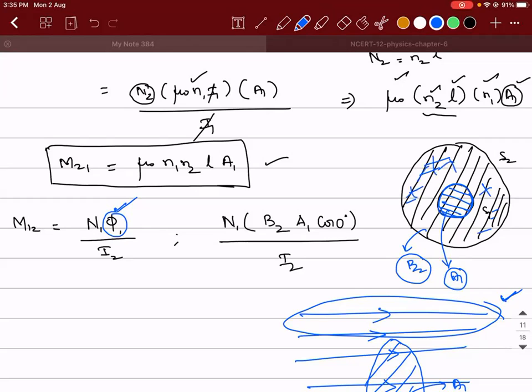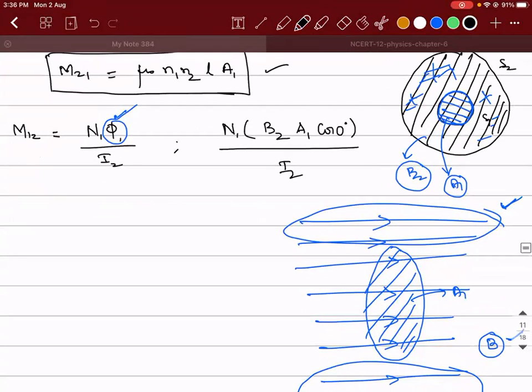Yes, sir. Understood, sir. Got it? Yes. So that is the reason why it is B2 into A1 into cos 0 degrees. This also you need to be careful, guys. There is an important point that you need to note.